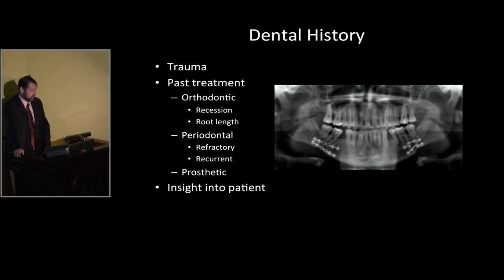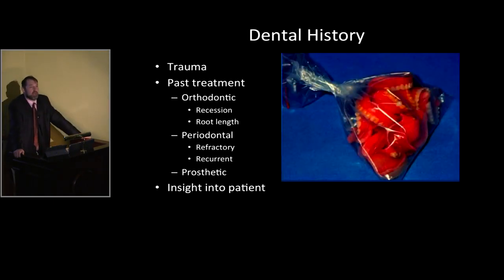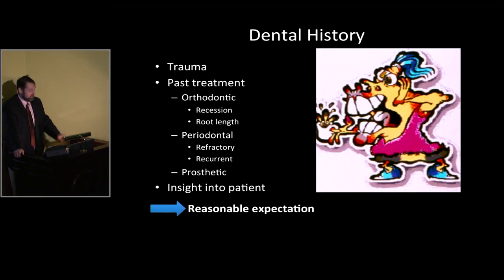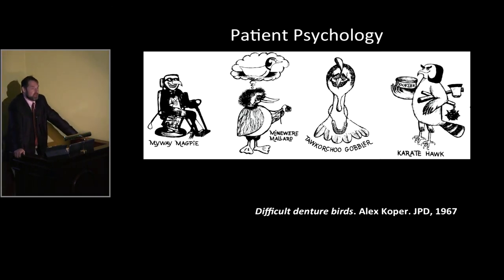You should be aware of the patient's prosthetic history. A patient who presents with a bag of dentures such as this is probably not going to be satisfied by your efforts. In fact, the past dental history can give you an insight into the patient you're treating. Is this person reasonable, and can you satisfy them, or is this person someone who's maybe best referred to someone else? A good paper to look at to give you an insight into denture patients is Cowper's Difficult Denture Birds, where he divides up patients into different psychological types.